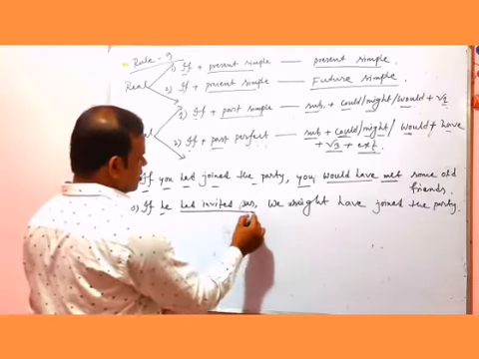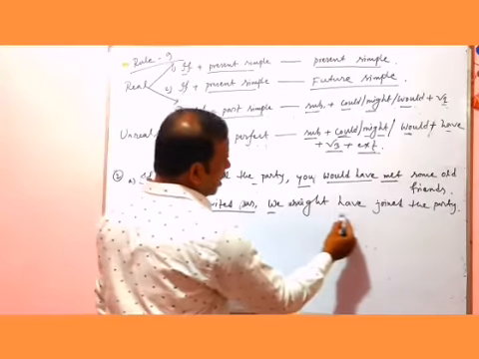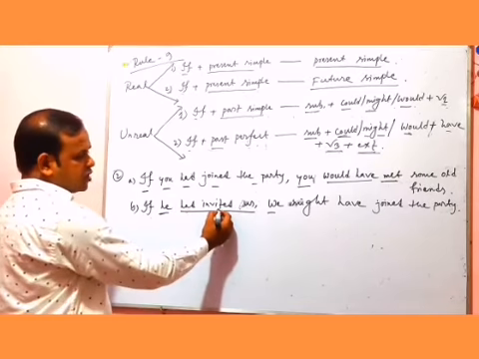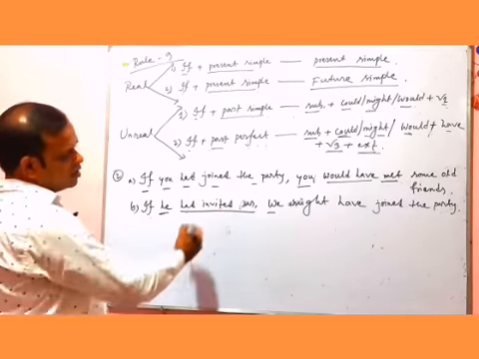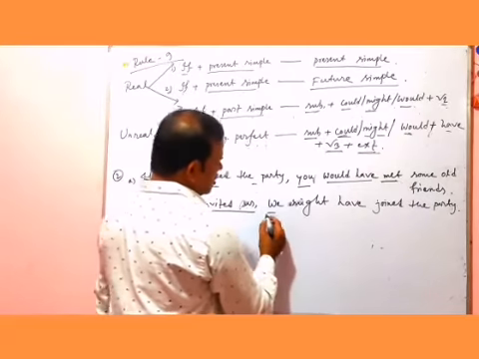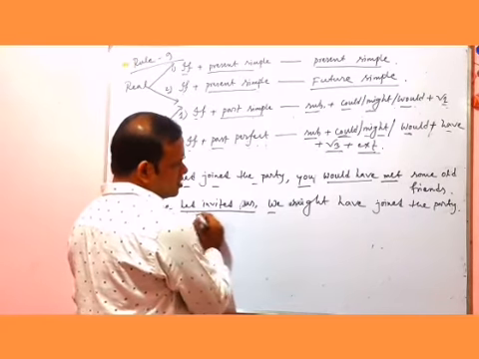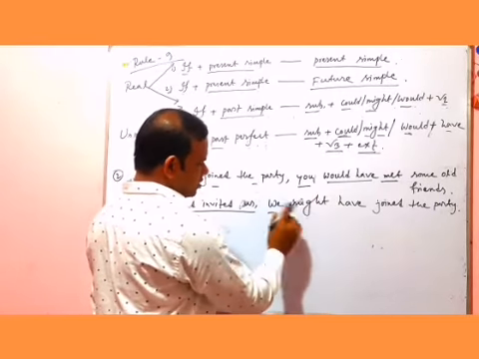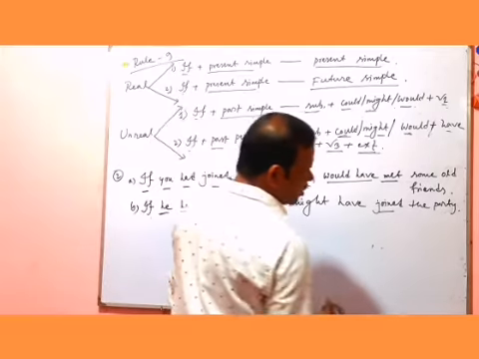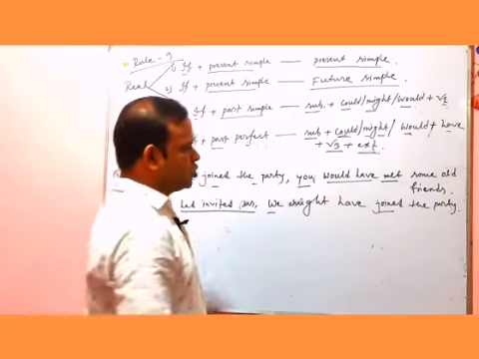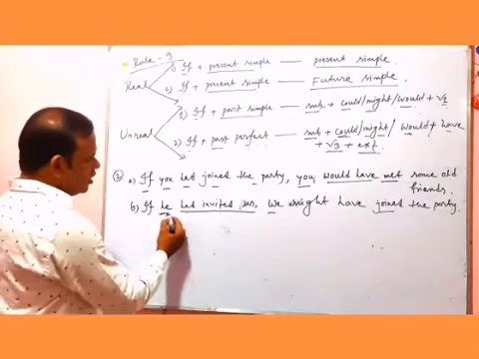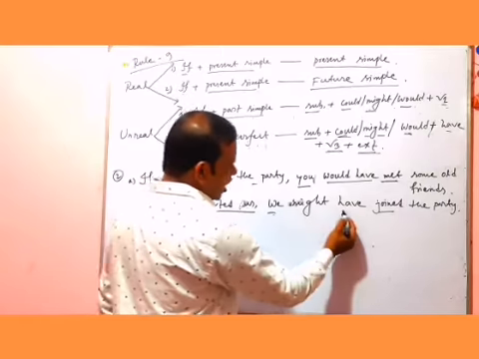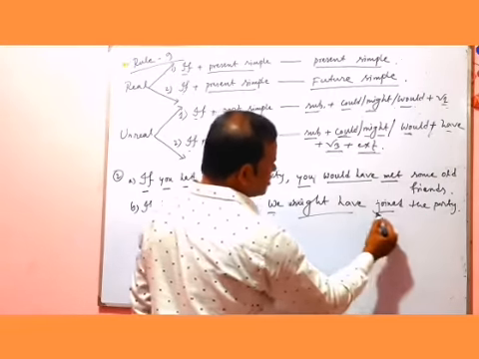If he had invited us, we might have joined the party. If plus subject plus had plus the past participle form of the verb, that means past perfect tense. If it is past perfect tense, the next part must be might have or would have after the subject, and the verb will be in past participle form: join, joined. That's why if he had invited us, that is past perfect tense, we might have joined the party, might have plus verb 3.